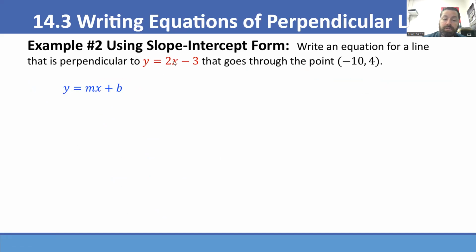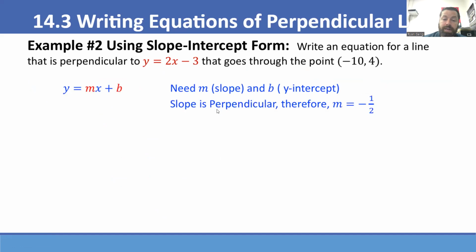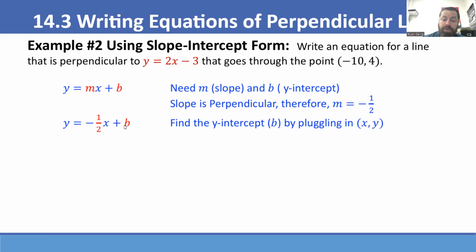So we know that the slope of this line was 2. The perpendicular slope is going to be negative 1/2. We talked about that. We're going to use that slope, right? Put that in for m. Now we're looking for b. We're going to do that by plugging in the x and the y into slope intercept form. So the y coordinate is 4, negative 1/2. The x coordinate is negative 10.